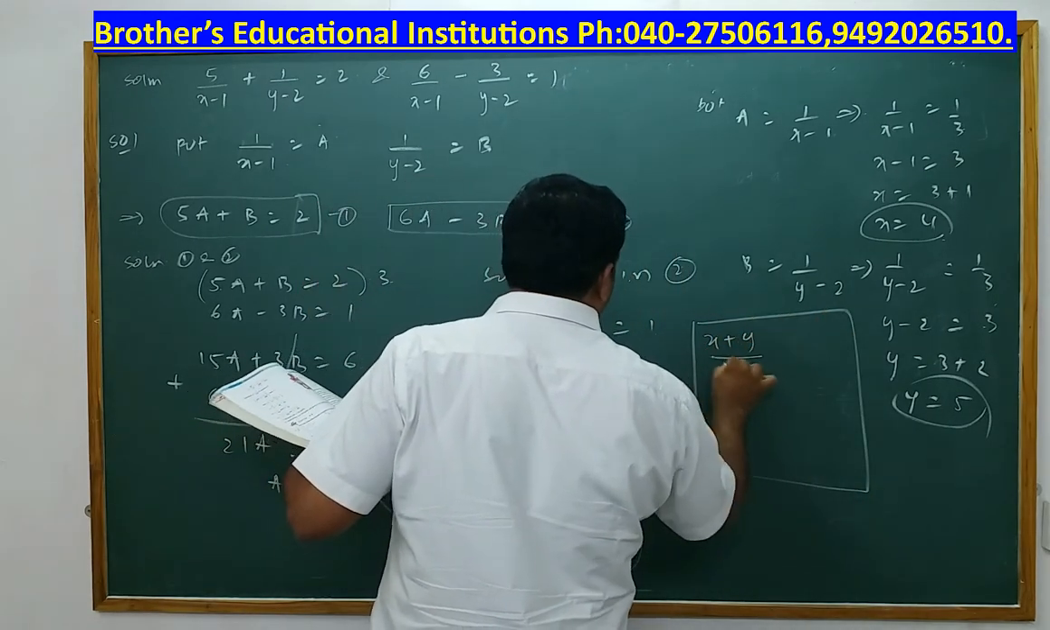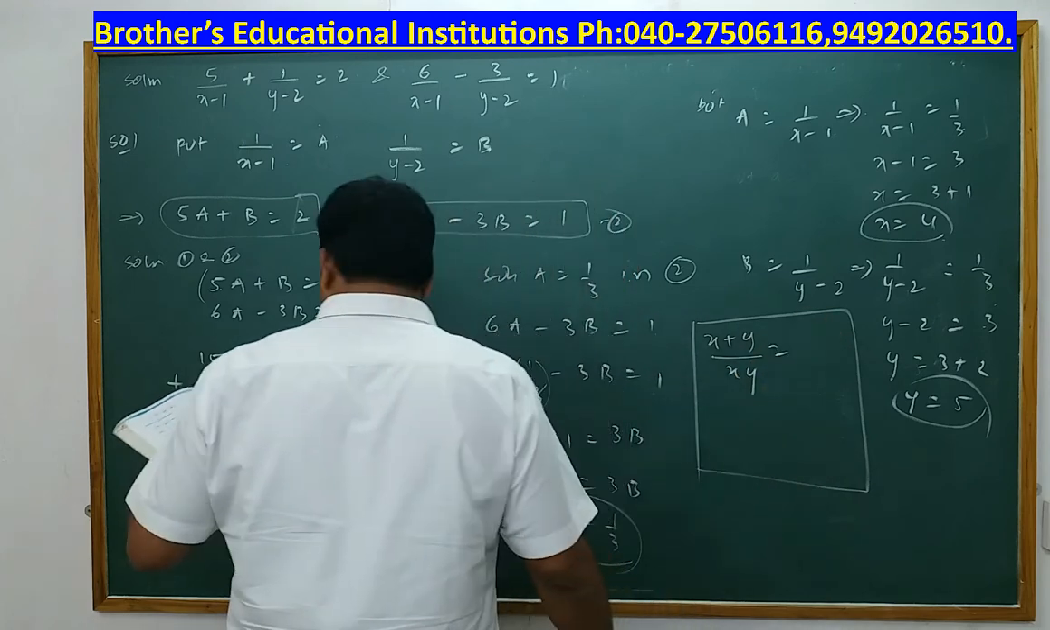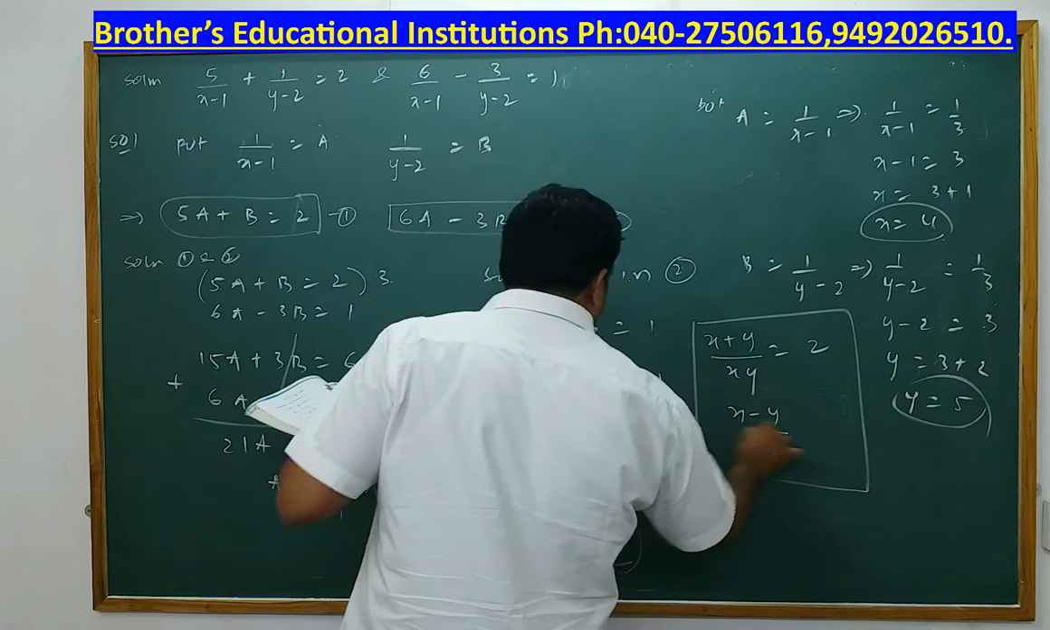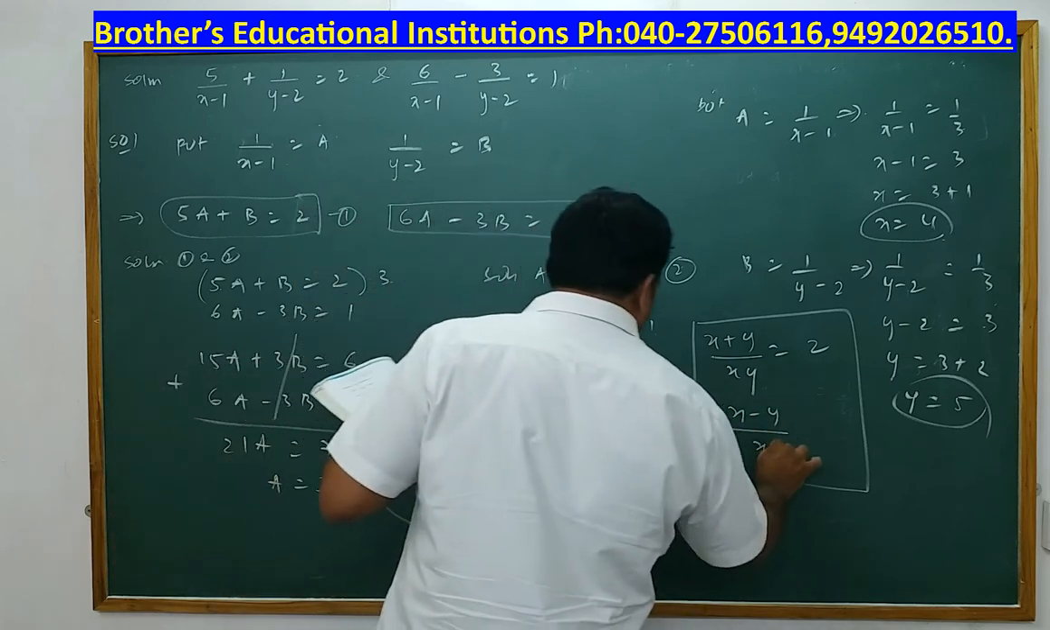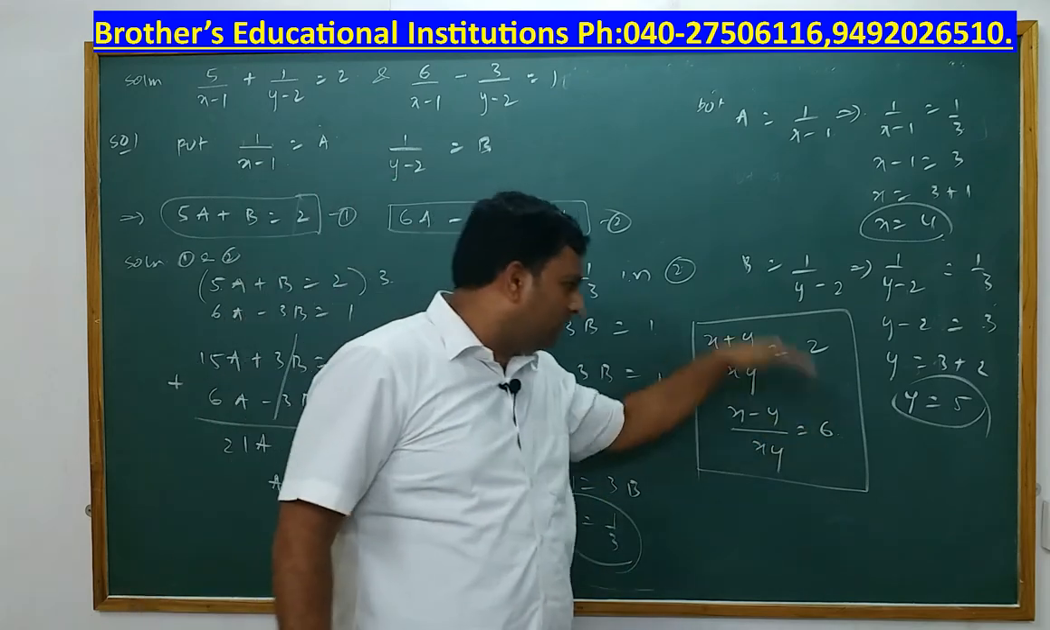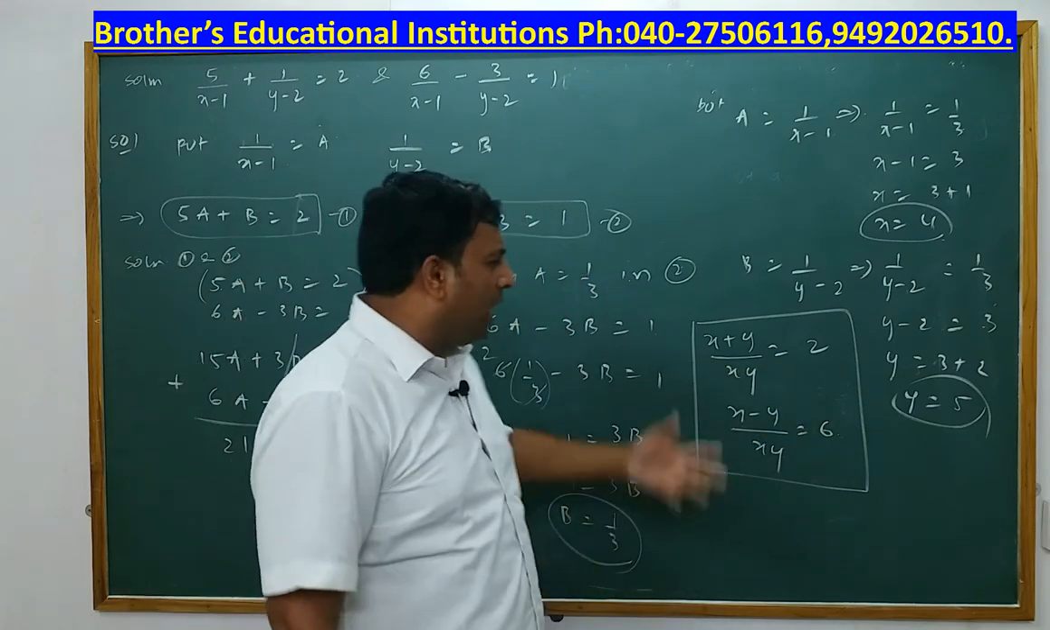x plus y by xy is equal to 2. x minus y by xy is equal to 6. Right? This is the homework. These two equations are a pair of equations and you have to solve.